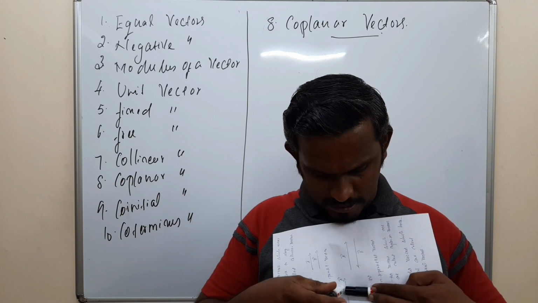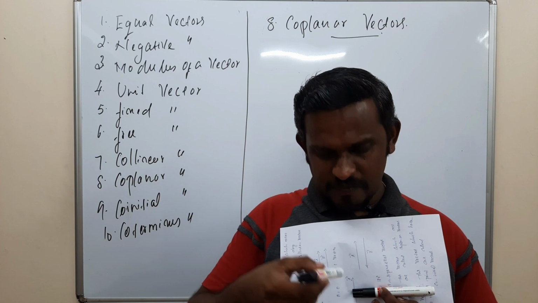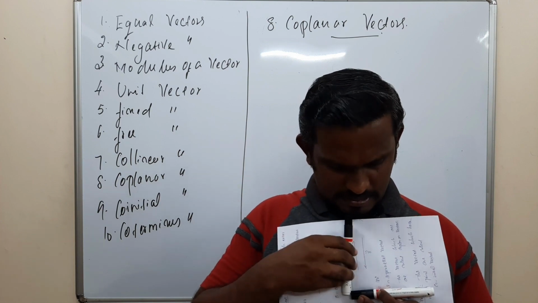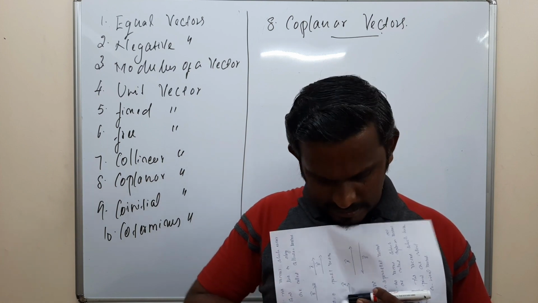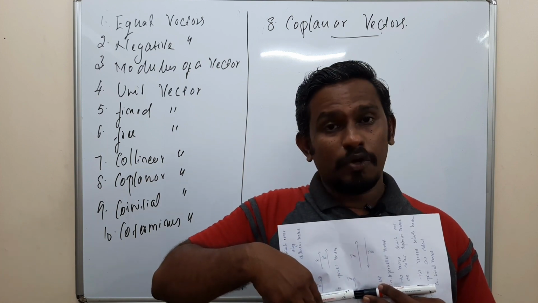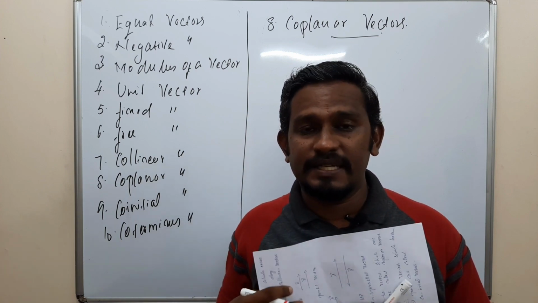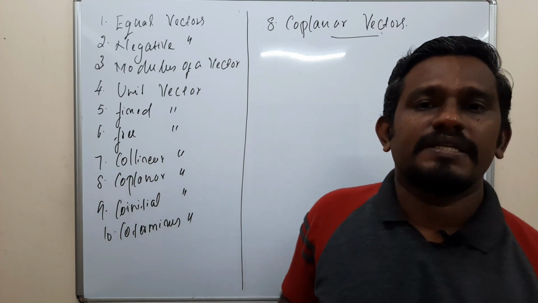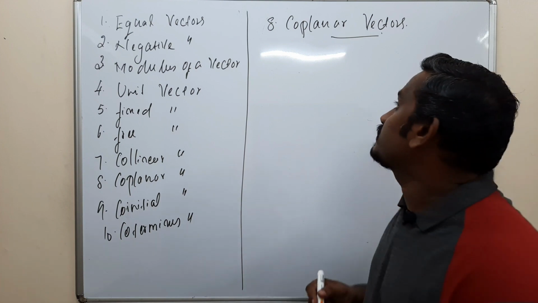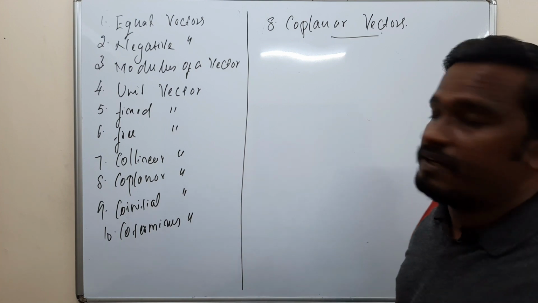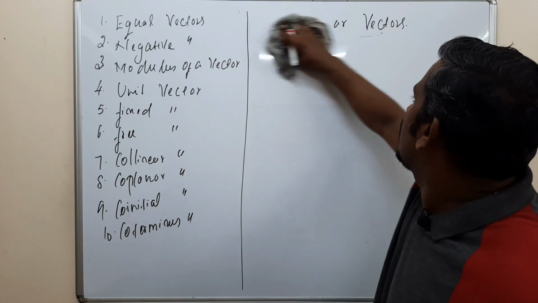But these two are not in the same plane. Am I right? This vector is in the plane, but this vector is not in the plane. So this is a coplanar vector, but this is not a coplanar vector. If the vectors act in the same plane, we can say that they are coplanar vectors. Clear? Okay.